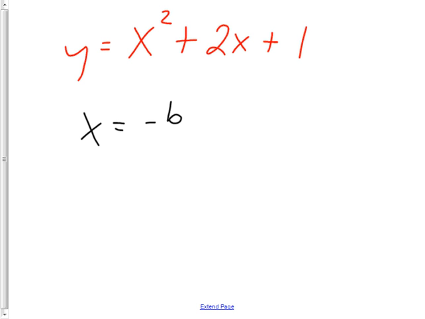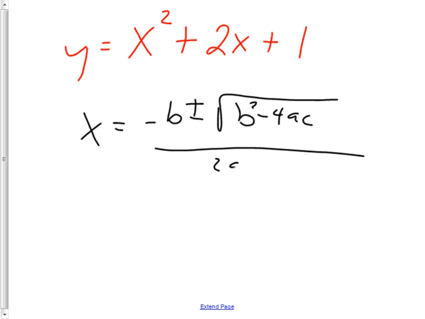X equals -b plus or minus square root b squared minus 4ac all over 2a. That's fine, but you need to know that formula. If you haven't got it memorized, memorize it. Good. If you have a question, raise your hand. Otherwise, don't talk right now. Yes.